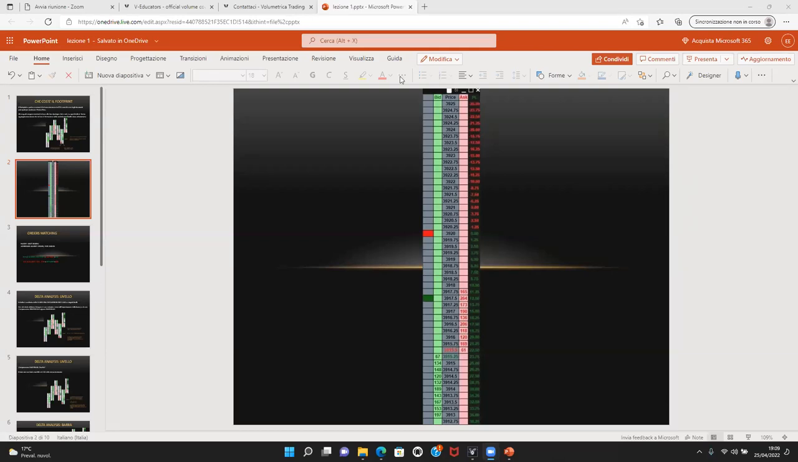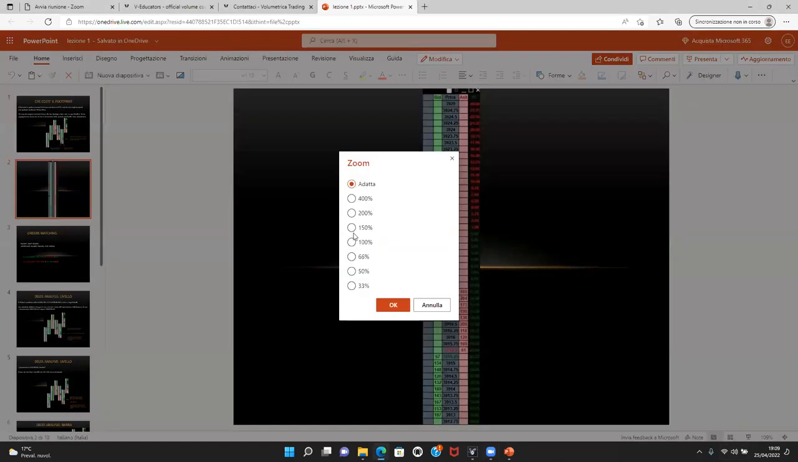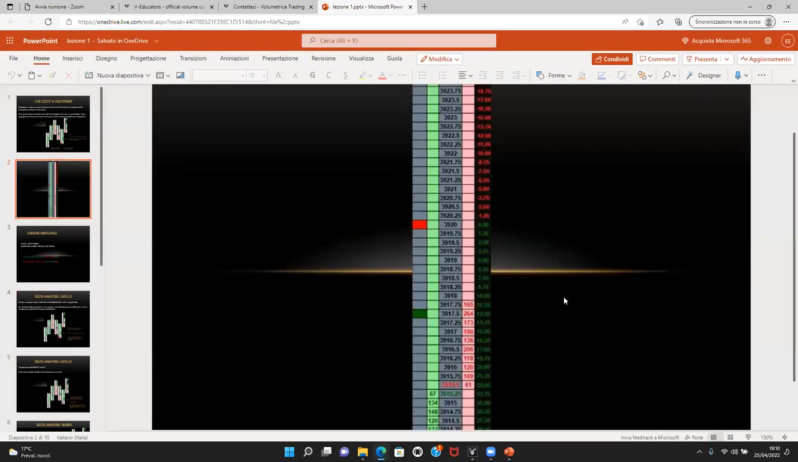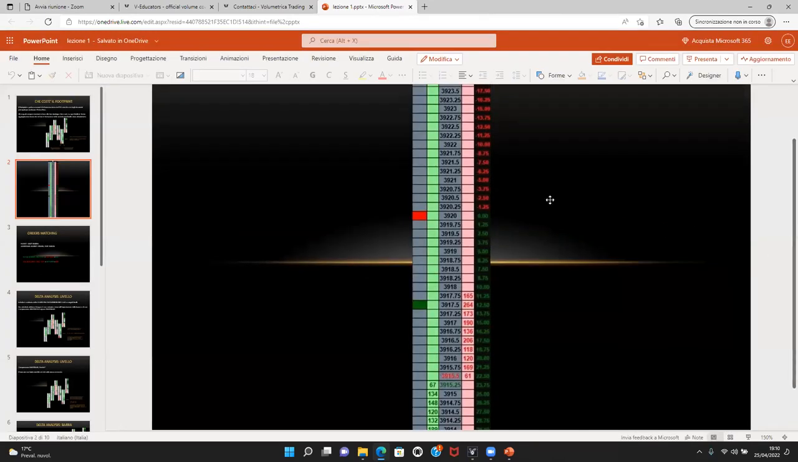Let me just quickly zoom in. Okay, like this. This is, of course, the order book for S&P 500. It is exactly the one you can have on the Volsys platform. Later on, I'll show you how to open a new chart showing the depth of market for each instrument.